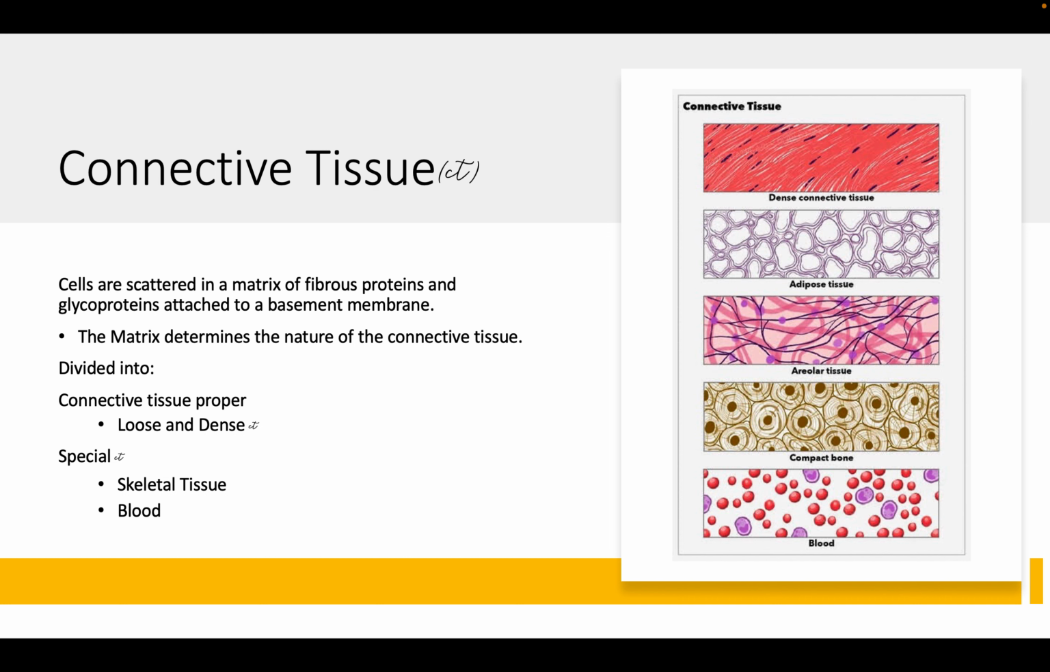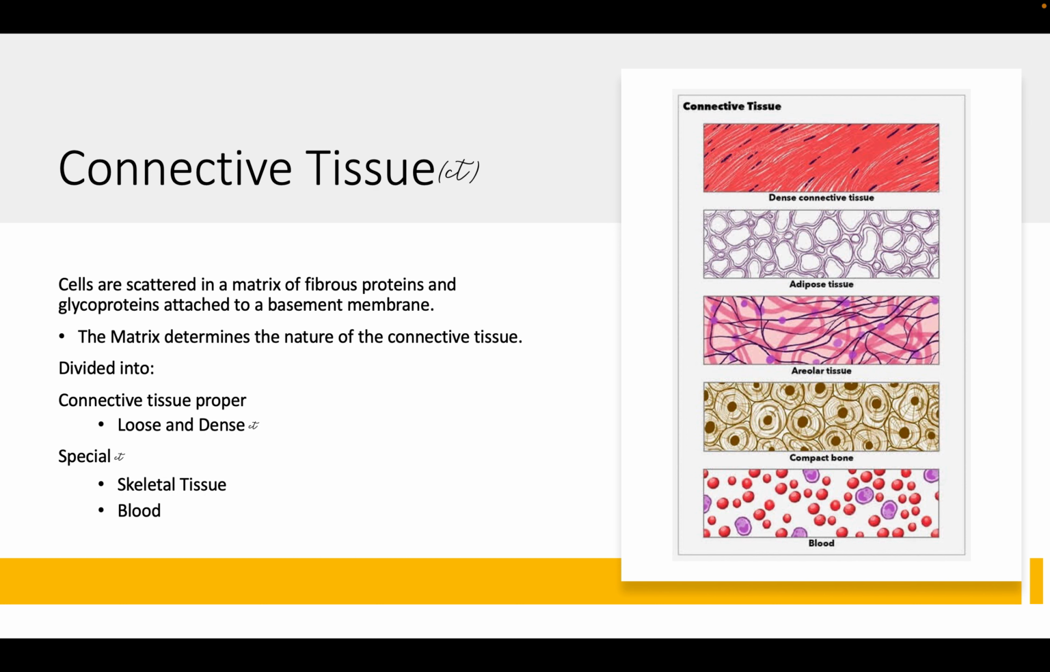Let's talk about connective tissue. Connective tissue is derived from the embryonic mesoderm. Remember, I talked about the three germ layers, the ectoderm, the mesoderm, and the endoderm. Connective tissue is derived from the mesoderm. In connective tissue, the cells are scattered in a matrix of fibrous proteins and glycoproteins, which are attached to a basement membrane. The matrix determines the nature of connective tissue.